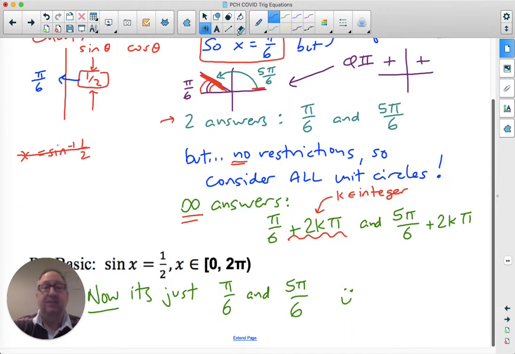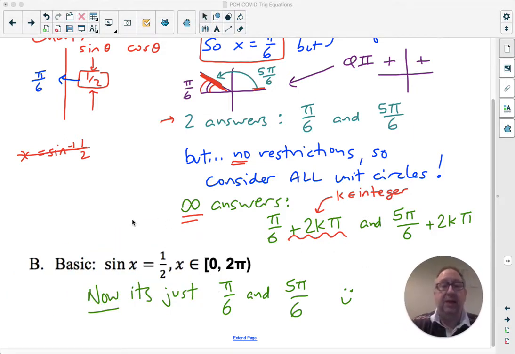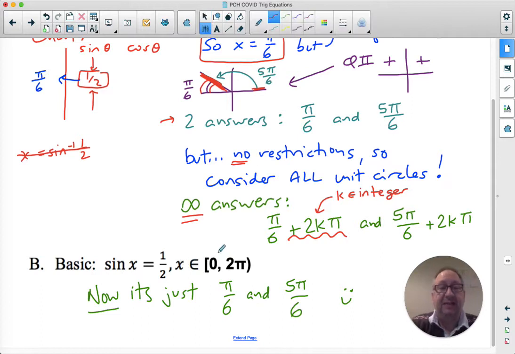So what happens if we move it a little bit, let's move me over here, and say, all right, let's do the same problem with one little difference. Now x has to stay between 0 and 2 pi. Could equal 0, doesn't equal 2 pi, right? So the difference is, we've already solved the problem. Same problem, we got our pi over 6 and our 5 pi over 6, and we're done, because there are no more unit circles to consider.